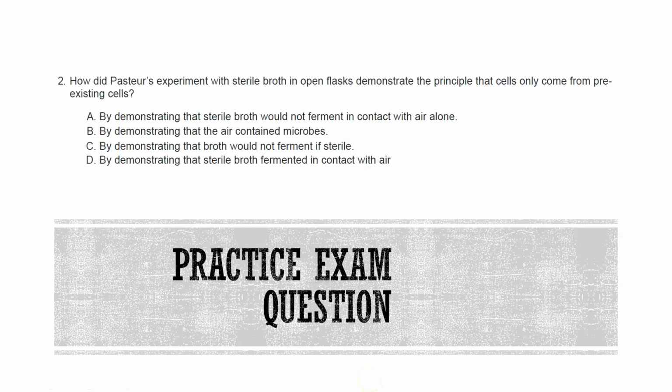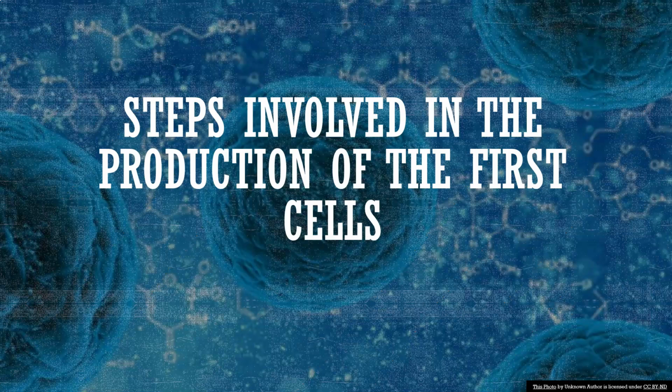Okay, so a practice question here based on Pasteur's work. How did Pasteur's experiments in sterile broth in open flasks demonstrate the principle that cells only come from pre-existing cells? And that was by demonstrating that the sterile broth would not ferment in contact with air alone, as it needed more to be able to ferment.